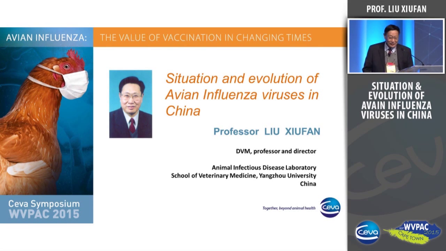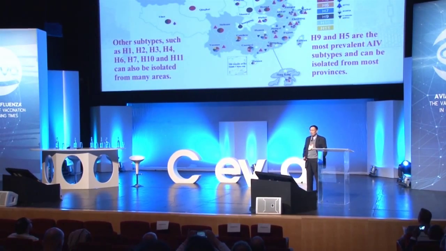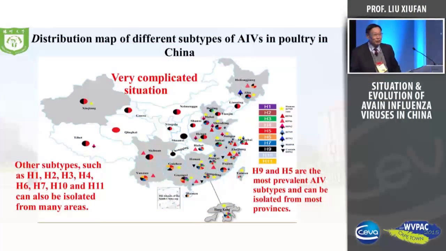The situation and the evolution of avian influenza in China. This is a distribution map of different subtypes of AIVs in poultry in China. H9 and H5 are the most prevalent AIV subtypes in most provinces. But other subtypes can also be isolated from most of the provinces. So the avian influenza virus infection in China is very complicated.